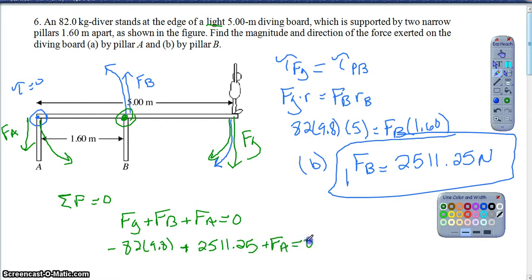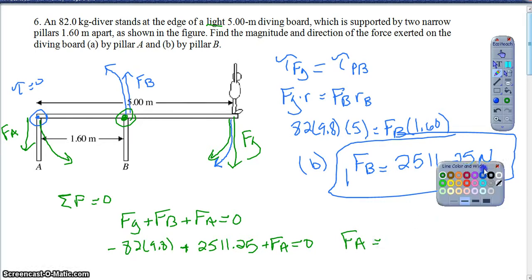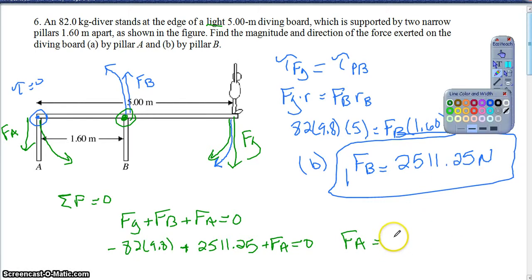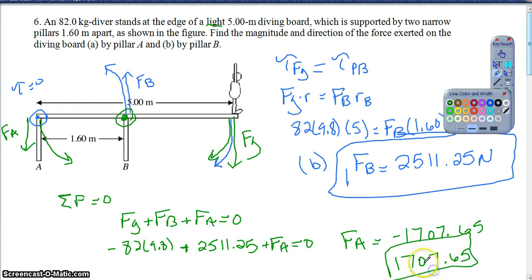Right, so if I set this up, when I end up solving this equation, it confirms that A ends up being a negative number. So you end up getting the force of A is negative 1707.65. And again, the significance of it being a negative number, and I'm going to go ahead and drop the negative, is that that is pulling downward, whereas the force on B is pushing upward.